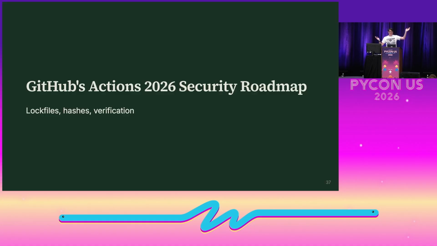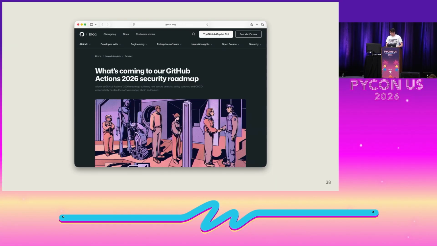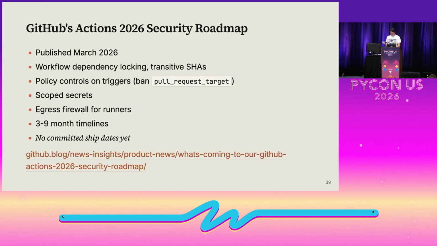Luckily, GitHub has said, we are going to solve all of your problems. They published this blog post back in March, which basically says we're going to add lock files and pin the transitive dependencies of all of the actions. They've also said that they're going to ban pull request target and scope the secrets down to make them more controlled.